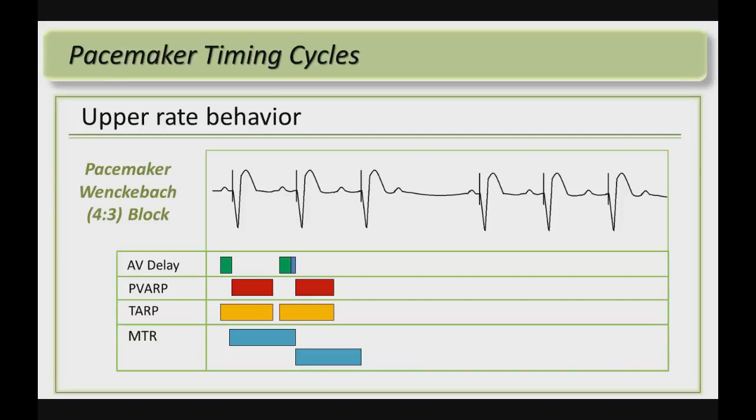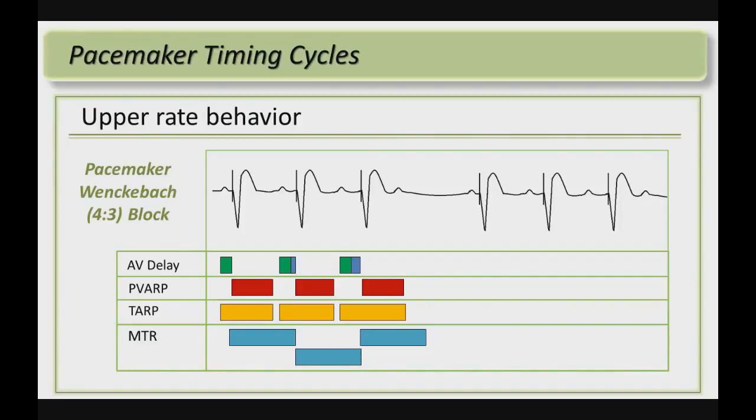The pacemaker senses that P wave and starts an AV delay. The AV delay times out, and we can't pace in the ventricle because we're forced to wait until our maximum track rate timer expires. Once our maximum track rate timer expires, we pace in the ventricle, which starts our ventricular timers again.